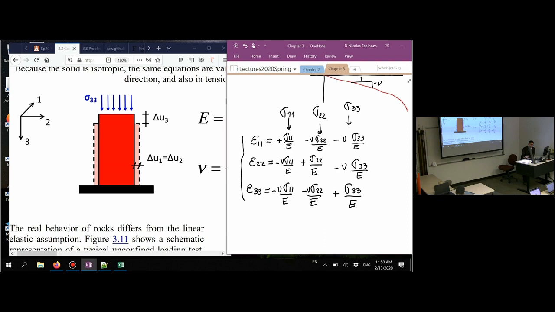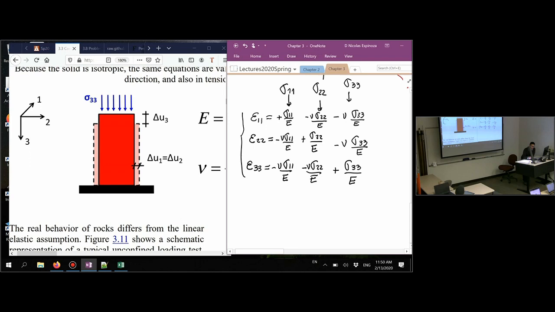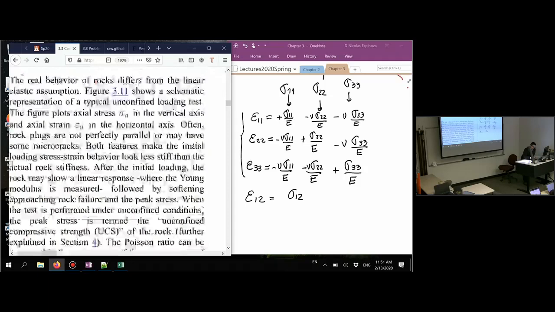Okay. You remember that we had normal stresses, sigma 1-1, sigma 2-2, and sigma 3-3. But we also have shear stresses. And for shear stress, if I were to apply, for example, a stress sigma 1-2, the relation that links stress to strain is going to depend on the shear modulus. And sometimes I forget where there is a number 2 in there.